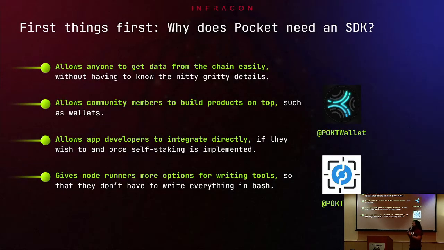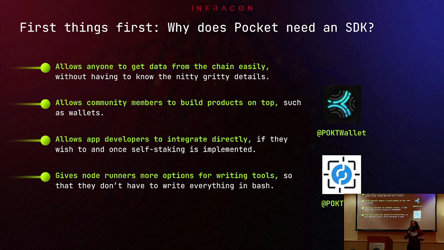So let's get into it, right? Why does Pocket need an SDK? We're a simple chain in a lot of ways, right? We're very application specific. And in general, we just do servicing, right? So why do we need an SDK? Why don't we just build tools for node runners and that's it?